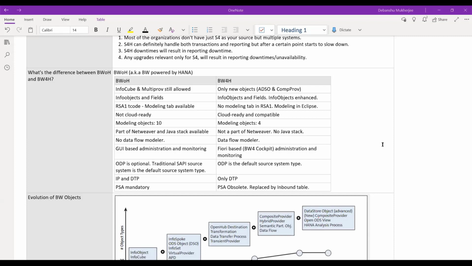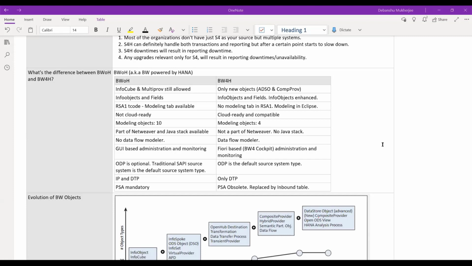In BW for HANA, there is no PSA. In BW on HANA, PSA was optional. Most of the time it was there, but there was also an option to skip PSA. In BW for HANA, there is no PSA at all. There is no info package at all in BW for HANA. Those are some of the major differences.